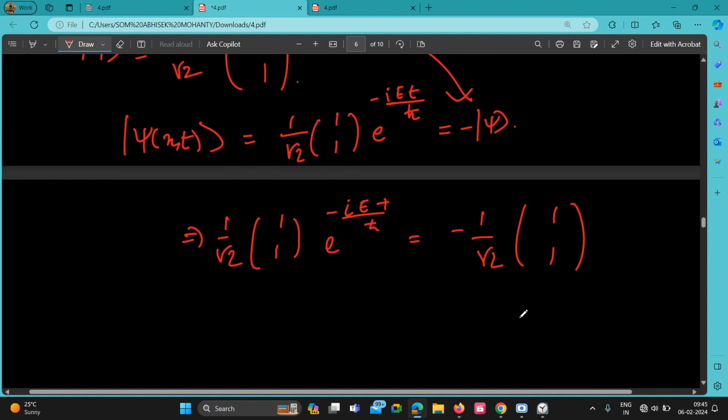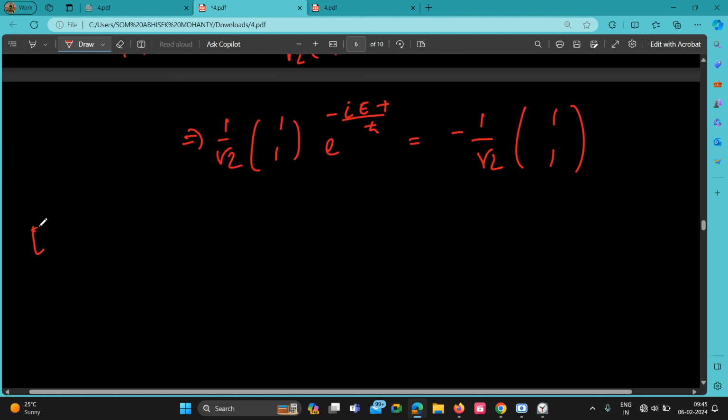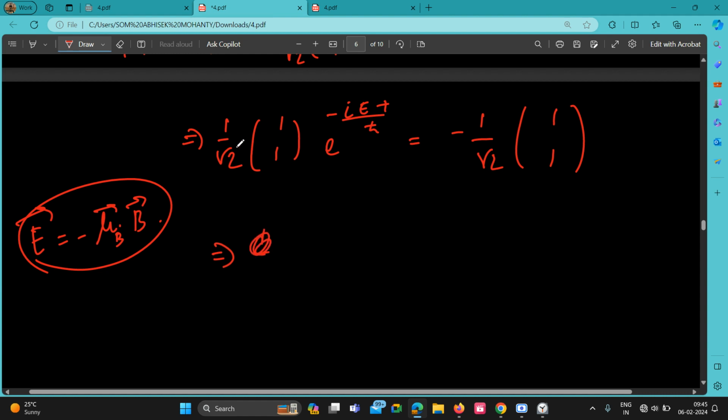Now see, E is minus mu dot B. We know this mu B is your Bohr magneton and this is your magnetic field. So I can put here 1 by root 2 1 1, and this will cancel out. So e to the power minus i mu B B t by h cut is equal to minus 1.